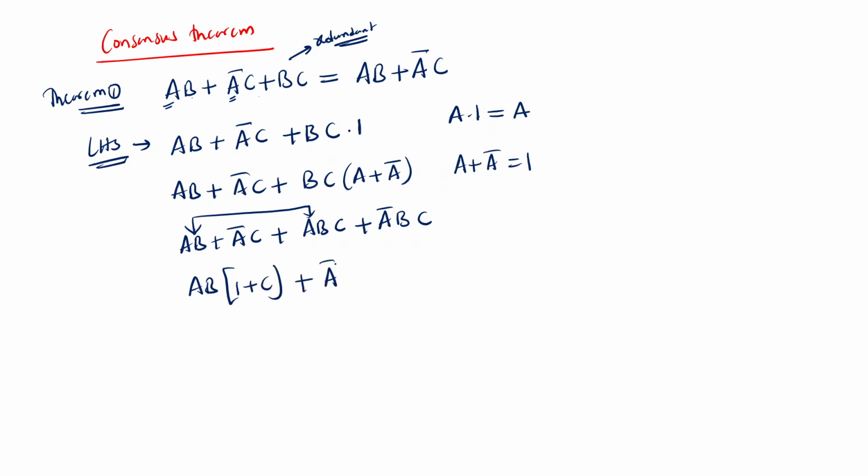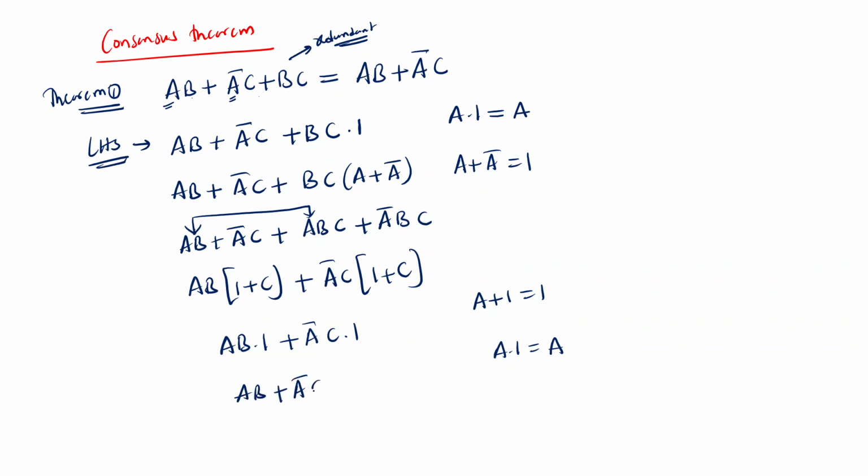And if I take A bar C common, what am I getting? 1 plus C. So this is nothing but AB times (1 plus C). From OR law, you know that A OR 1 equal to what? 1, no? So this is 1, and A bar C and 1. From AND law, you know that A and 1 equal to what? A. So this is nothing but AB plus A bar C.